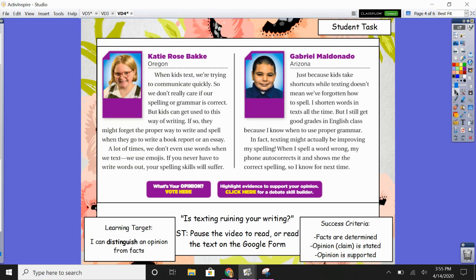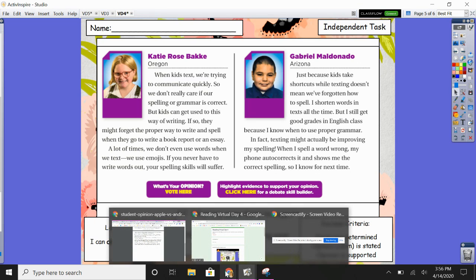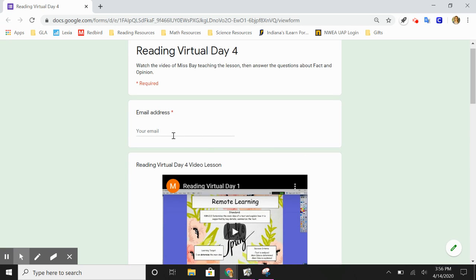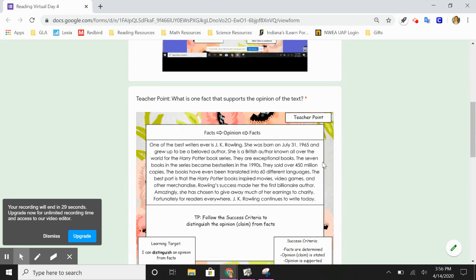Okay, they have 2 different opinions based on the article that we read last week, whether or not texting is ruining your writing. So I want you to read their opinions. It's going to be on the Google form as well. And then what I want you to do is figure out what are some of the facts that support this opinion. No, texting is not ruining your writing. So who's talking about that and what do they say to prove it? You're going to record those answers here by putting your email address. Make sure that you have that right.